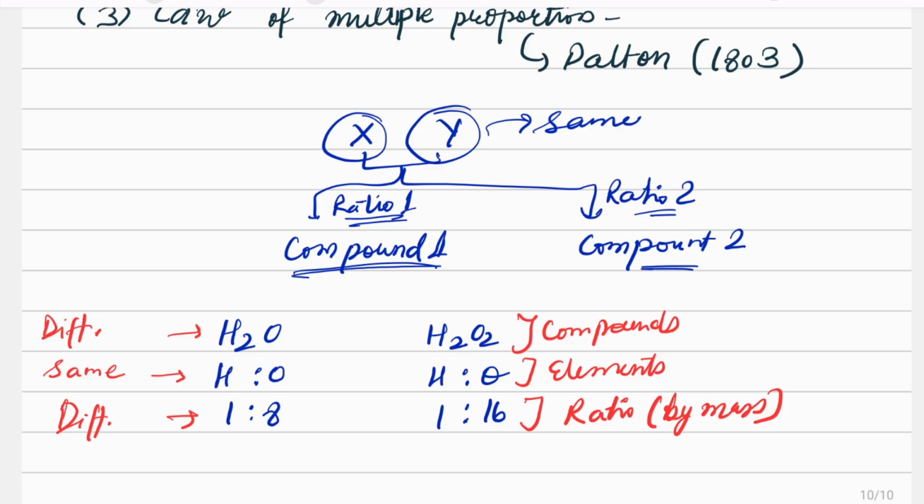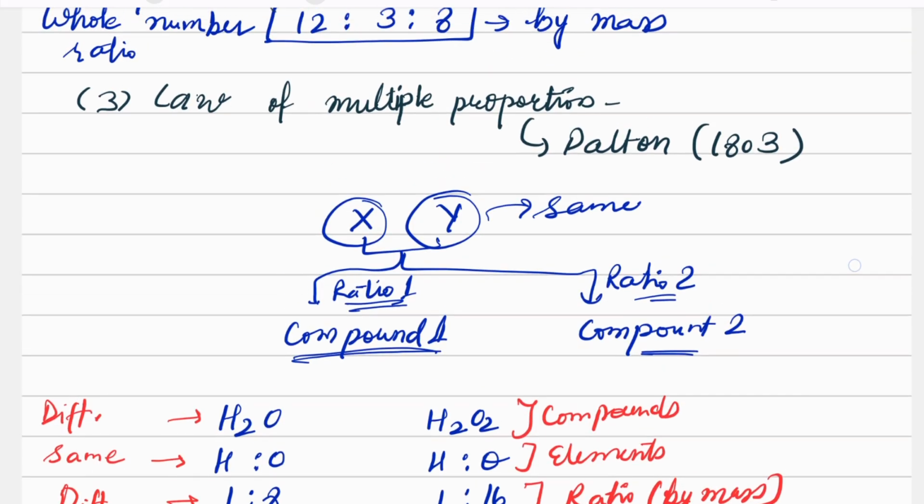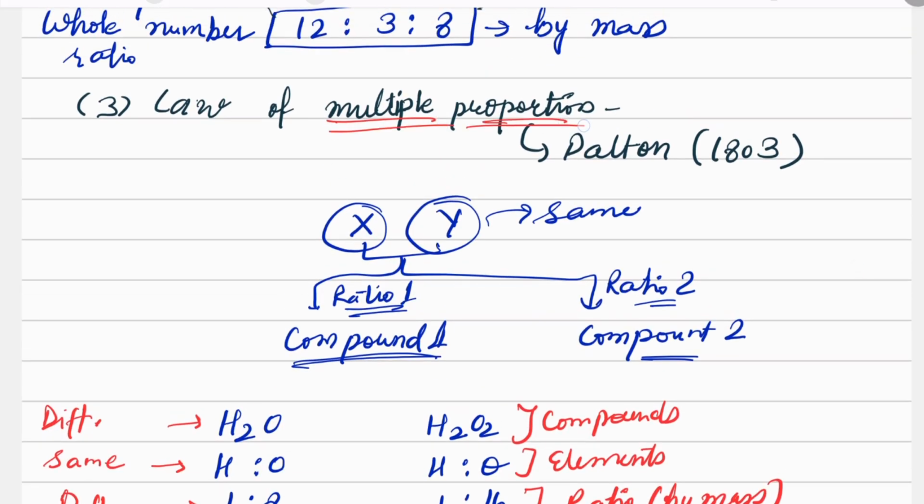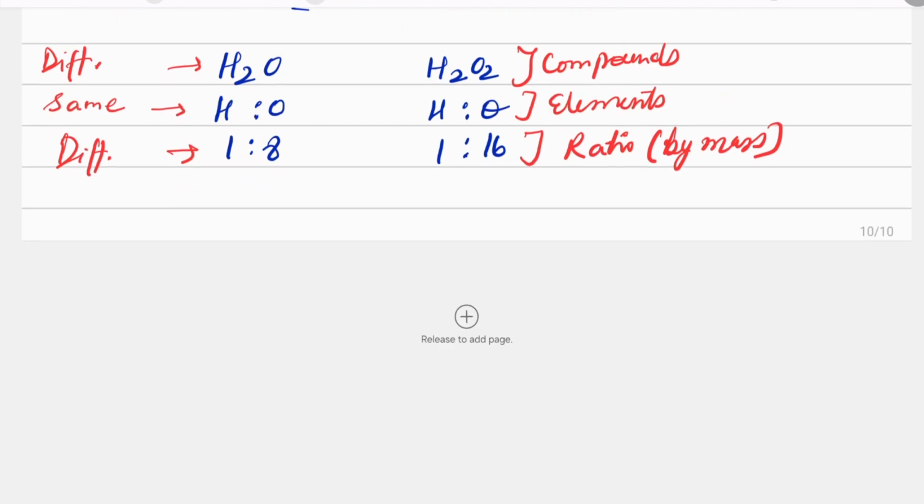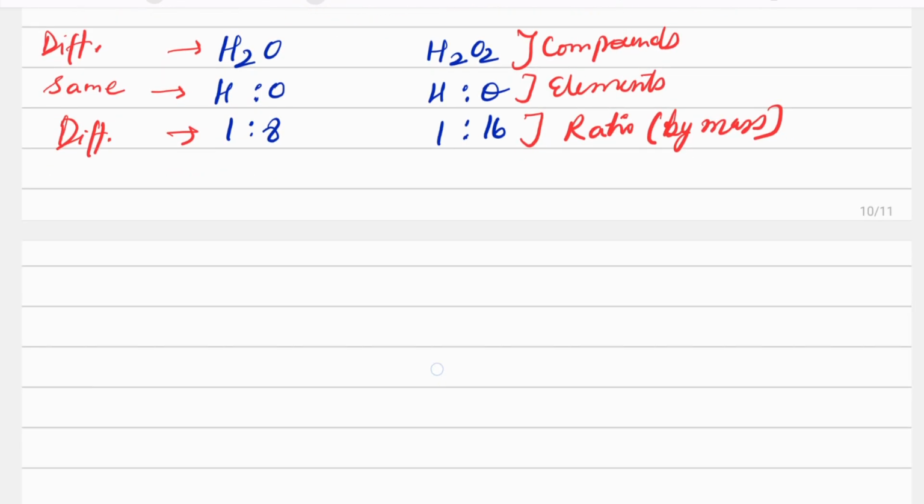That means same elements can combine in different ratios to form different compounds. They can combine in multiple ratios actually. That's why the name multiple proportion. They're combining in multiple ratios. It is not the same with this one only. There are other examples too.